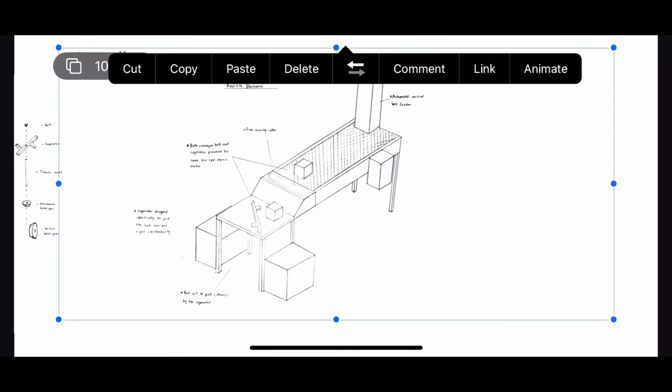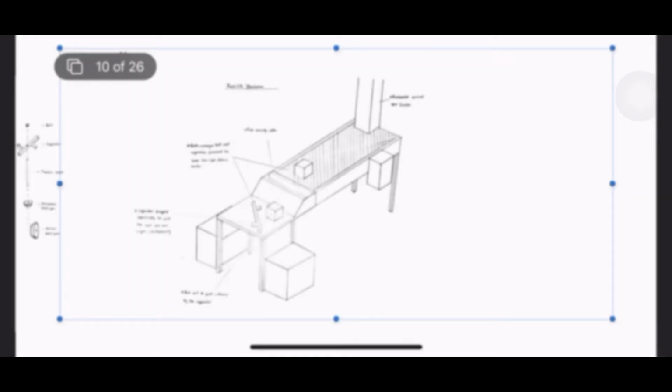This is the real life illustration, where the box comes from the automated vertical feeder, passes onto the conveyor belt and then to the separator, and the separator will push it to the side, left or right. That's how it looks. Again, I remind you of the weakness of this design: it will not push 90 degrees.